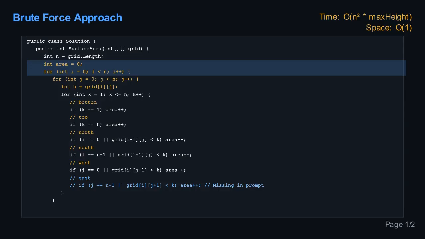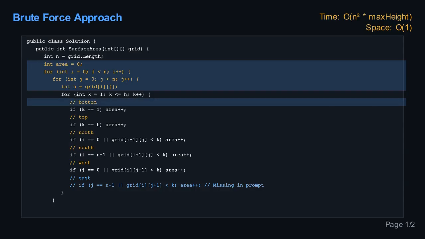For the bottom face, we'd check if it's the very first cube in the stack. If it is and it's not sitting on another cube, then its bottom is exposed. For the top face, we'd check if it's the very last cube in the stack. If it is, its top is exposed. For the side faces, north, south, east, west, we would need to look at the neighboring cells in the grid. If there's no neighboring cube at the same height or higher, then that side face is exposed. This approach is conceptually simple because we're directly modeling the physical cubes.